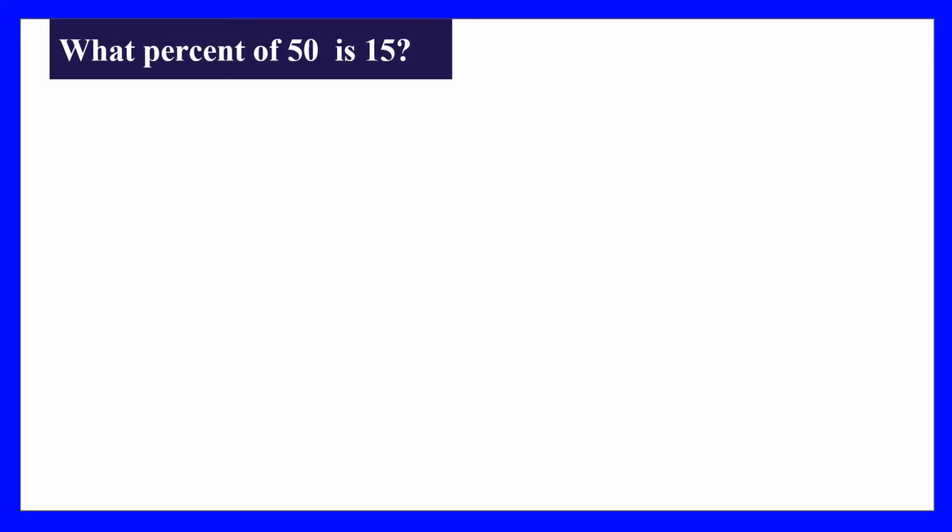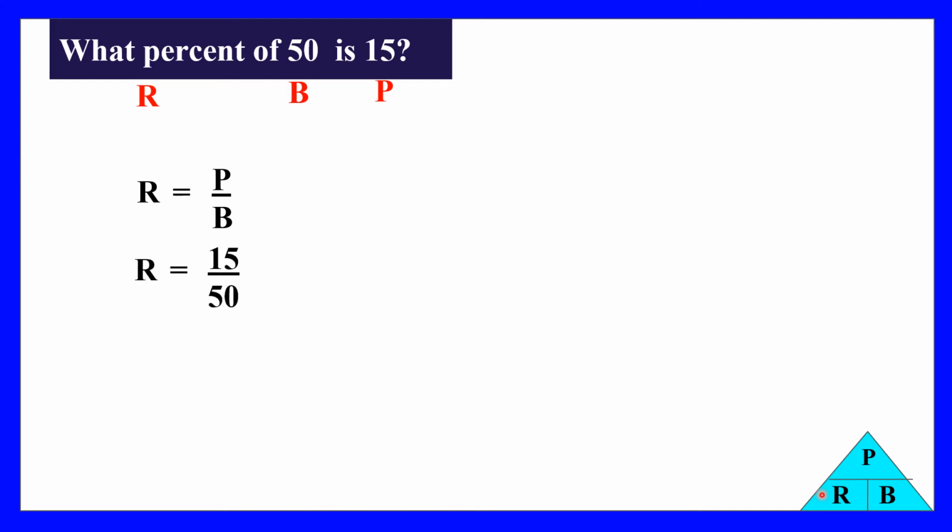Number 1. What percent of 50 is 15? So, ngayon, ang nawala is the rate. Ito yung base at ito yung percentage. Ayan. So, solving for the rate. Using the triangle, okay. So, P is just over B. Gagamitan natin P over B. Okay. So, rate is equal to P over B. And then substituting, you have 15 over 50. And then reduce to lowest term, pwede na yan 3 over 10.